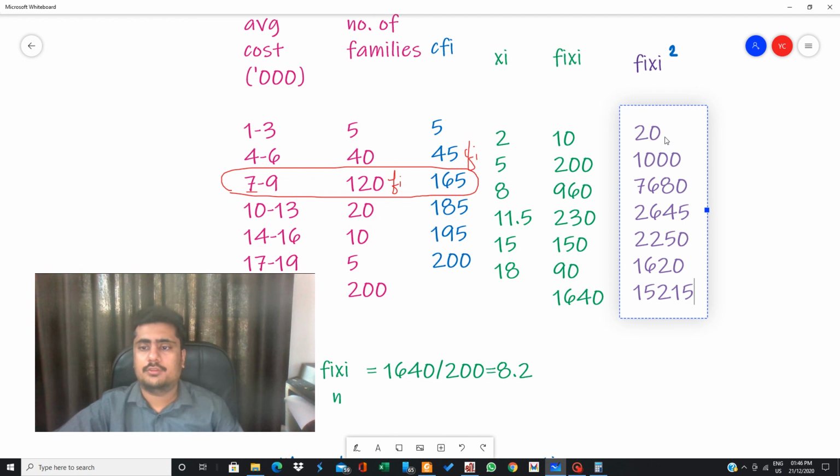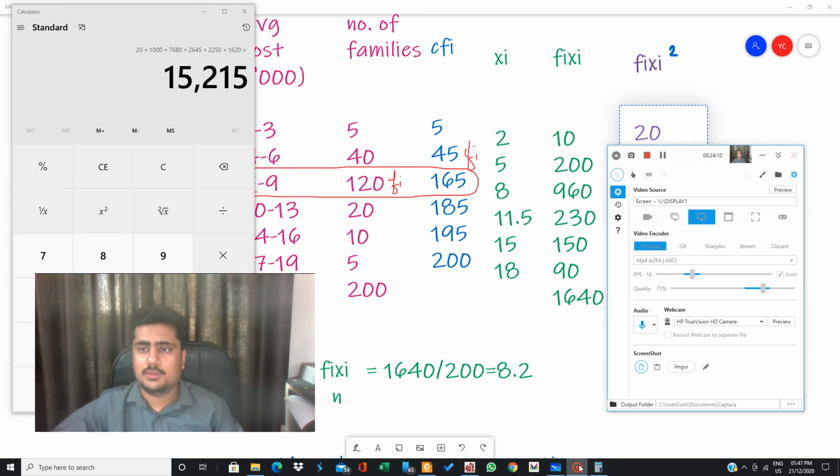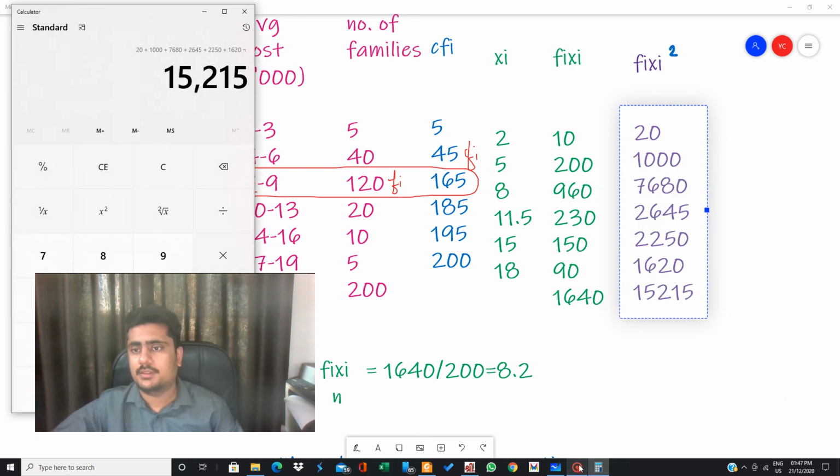So my total is 1521. So my f x square is 20 plus 1000 plus 7680 plus 2645 plus 2250 plus 1620. So this is 15215.